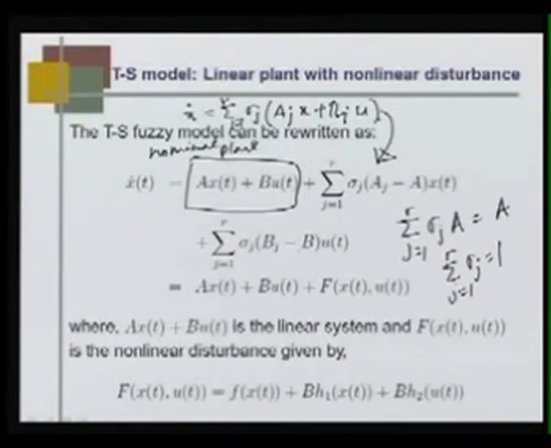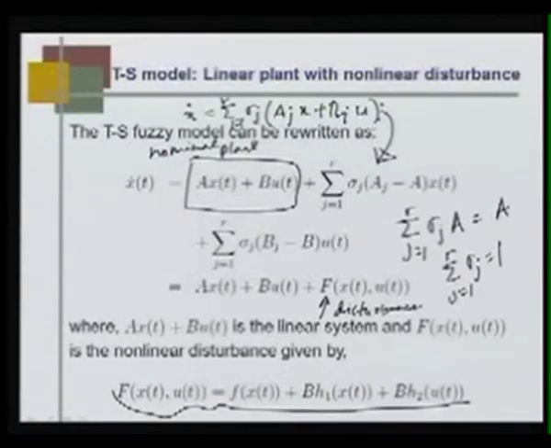Similarly, about b. So, x dot t is written in this particular form. Sorry, this is my original dynamics. This can be written in this particular form, and this can be finally written as a x t plus b u t plus f x t u t, and this is my disturbance term around this nominal plant. So, where a x t plus b u t is the linear system and f x t u t is a nonlinear disturbance given by, and I represent this nonlinear system in terms of 3 different components.